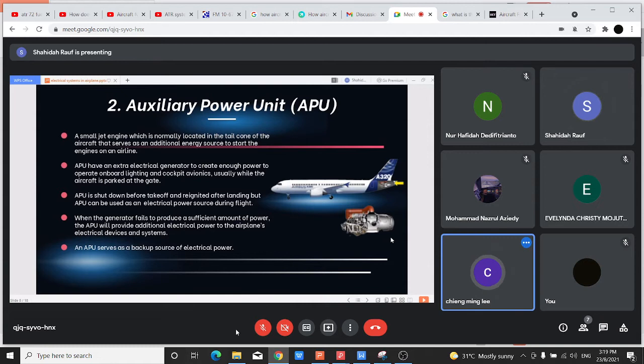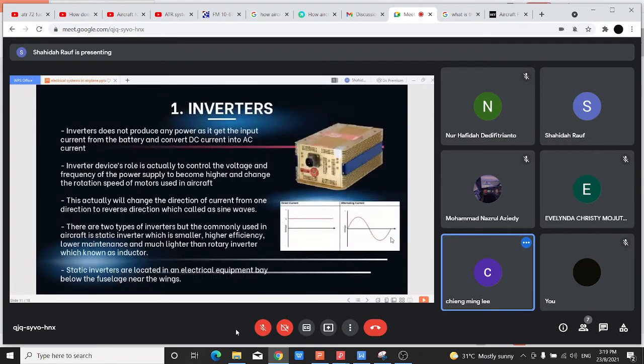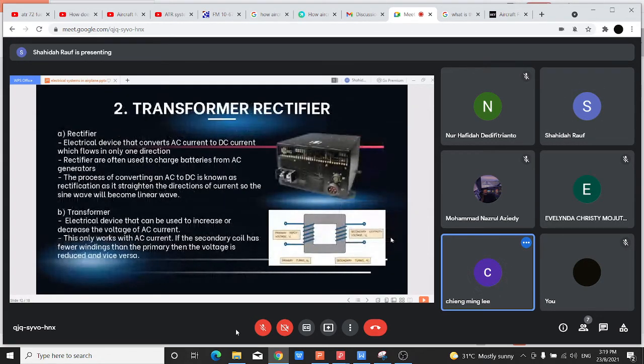Then comes the transformer rectifier and the static inverter. These are used only when there is a total failure of either DC or AC. If your AC has failed, you need a static inverter to convert DC to AC to supply some of the critical items, instruments or systems.